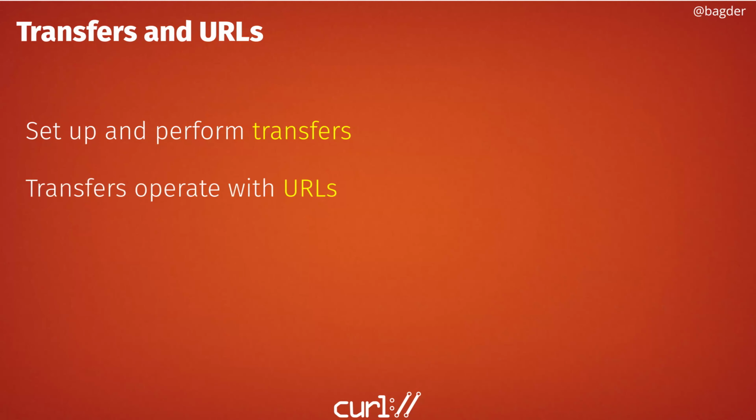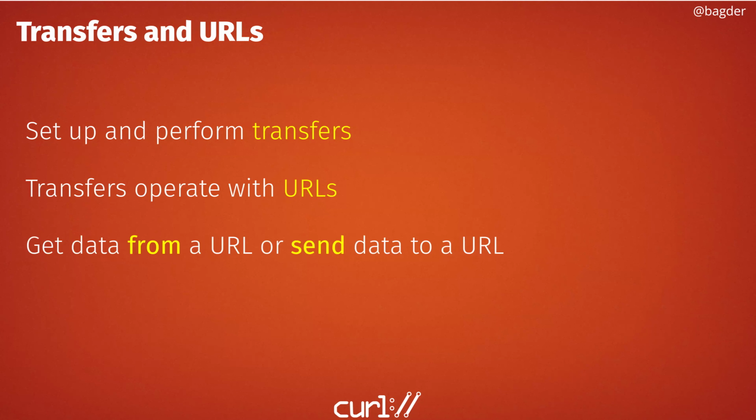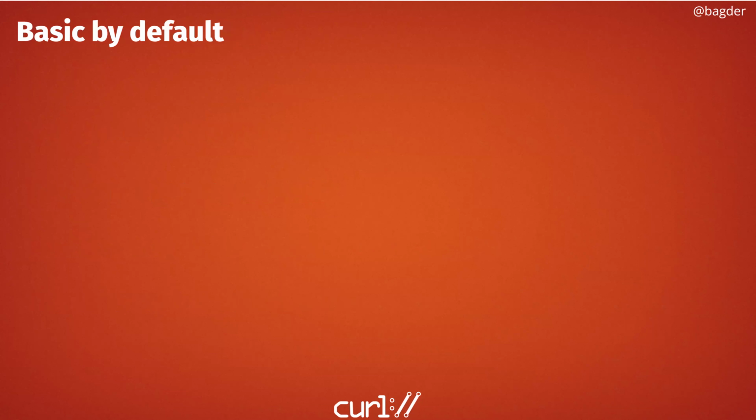You set up and perform transfers, and each transfer has a URL. It is actually the only mandatory option for a transfer. You have to provide a URL. And if you don't provide any other option, that URL means download that URL's content. That is what curl does then, but it can also, of course, upload. That's the basic stuff. Then you can provide a lot of options to tell curl exactly how to do that. What does it mean? What do you want from that transfer? And one of the ends in the transfer, either up or down, is a URL.